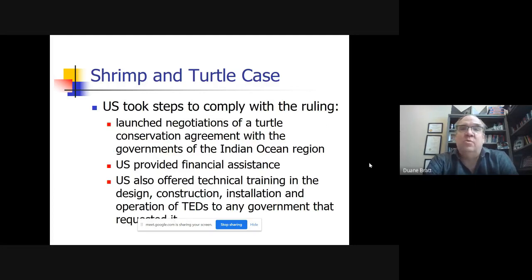So the US, as with the Clean Air Act case, did comply with the ruling, and it took a number of steps to do so. It did start negotiations on how to protect turtles with all of the governments in the Indian Ocean region. It also provided financial assistance so that they could start to acquire these turtle excluder devices, and it offered technical training, installation, operation of these devices to any government that requested it. So as with the Clean Air Act, they responded to the WTO ruling. This would still protect turtles, but it wasn't a form of trade protection.